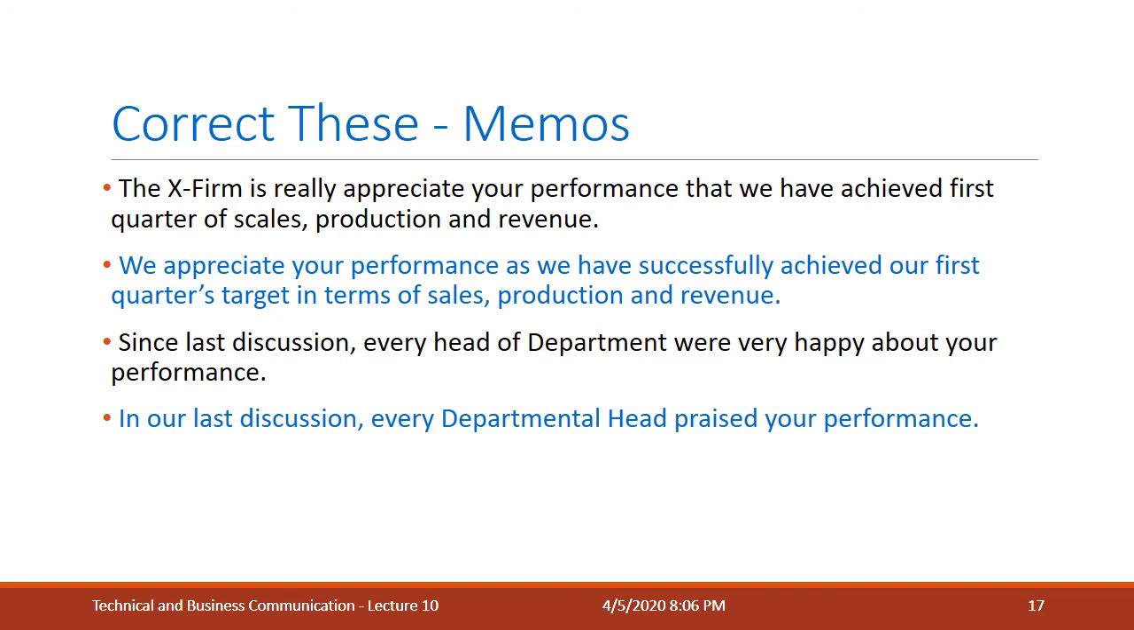So here it is written, "The XOM is really appreciate your performance that we have achieved first quarter of sales, production and revenue." The sentence is grammatically incorrect. It has wrong grammar and wrong sentence structure. So you need to change it entirely in order to make it a formal and good memorandum sentence. So how can we change it? "We appreciate your performance as we have successfully achieved our first quarter target in terms of sales, production and revenue." So you can see which sentence is better and which looks more formal.